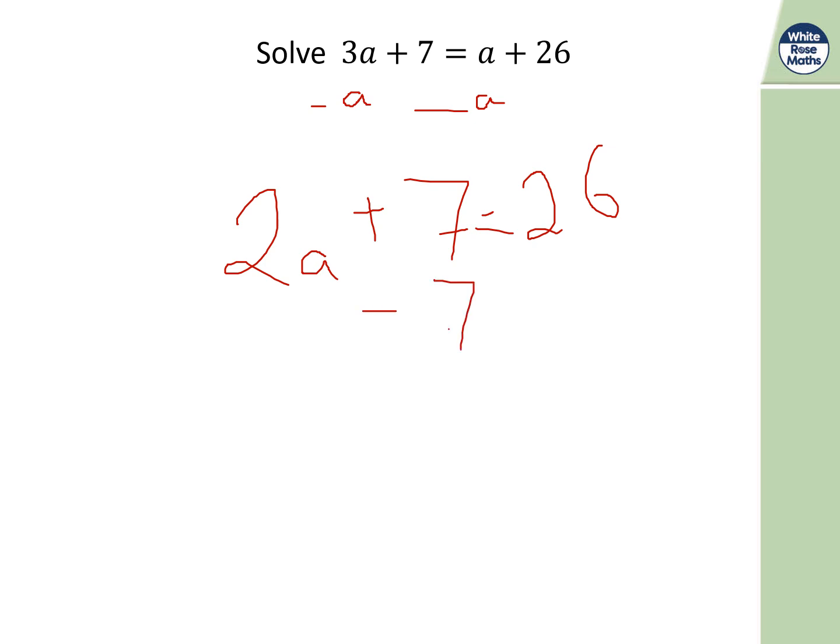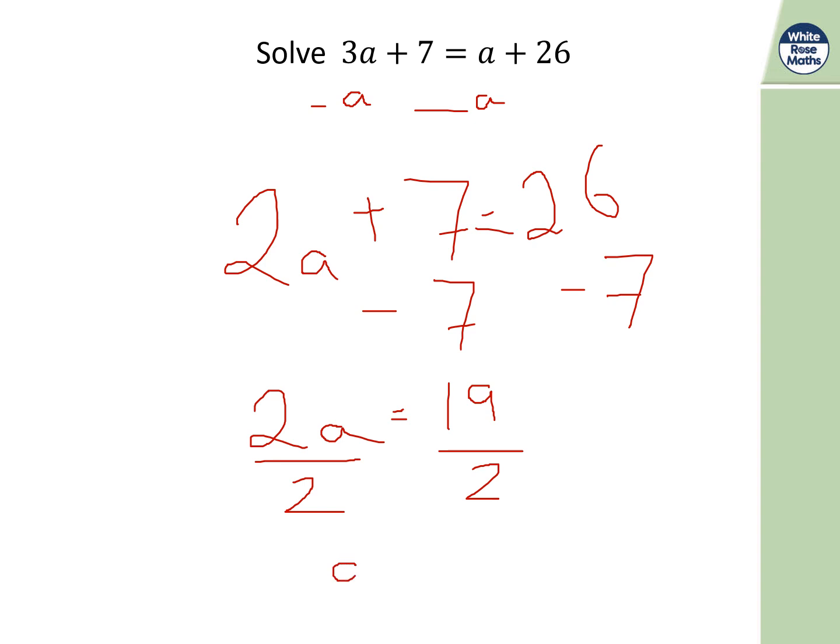Take 7 from both sides, and I get 2a is equal to 19. Divide both sides by 2, and I get that a is equal to 19 halves, or 9.5. Any of those answers would suffice, 19 halves or 9.5, for that.